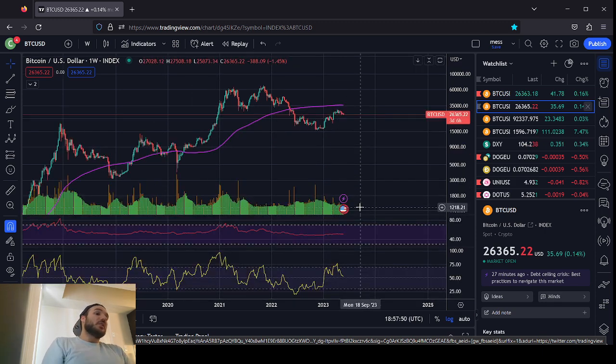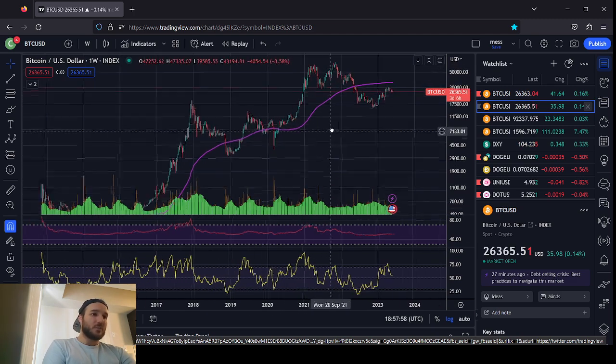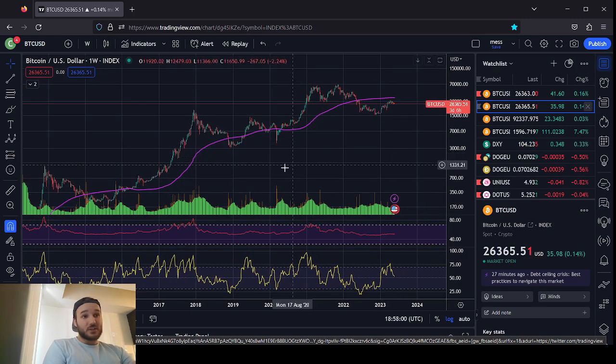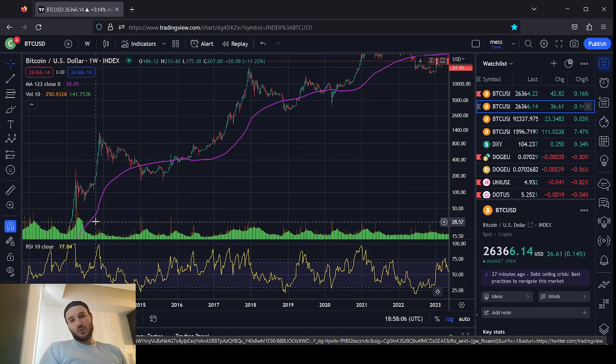Today, we're talking about something completely different. It's something that I noticed yesterday, actually. I like to go through and try and notice similarities in previous markets and compare them to current conditions. So I'm going to delete this long-term RSI for now because it's just noise. We don't need it. Let's make it simple.